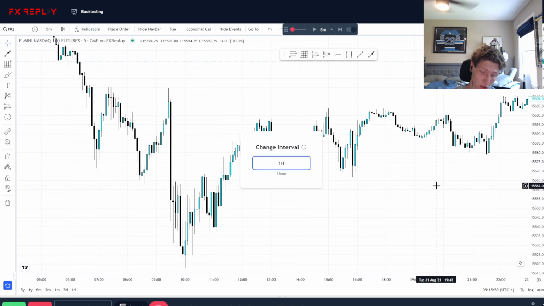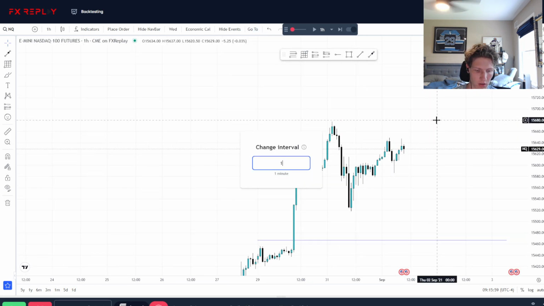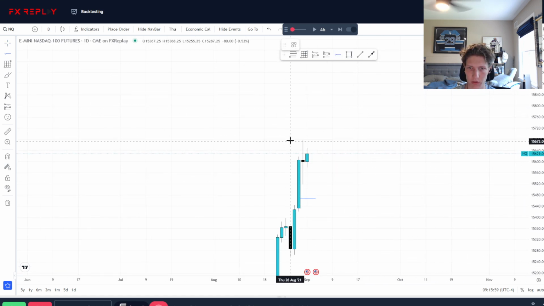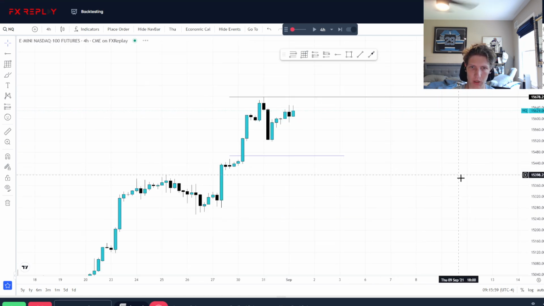Again, great to see the directional bias we had was correct. All right, so we have a previous daily high that we can come and reach for here. Beautiful. I am bullish. Go to the 4 hour.